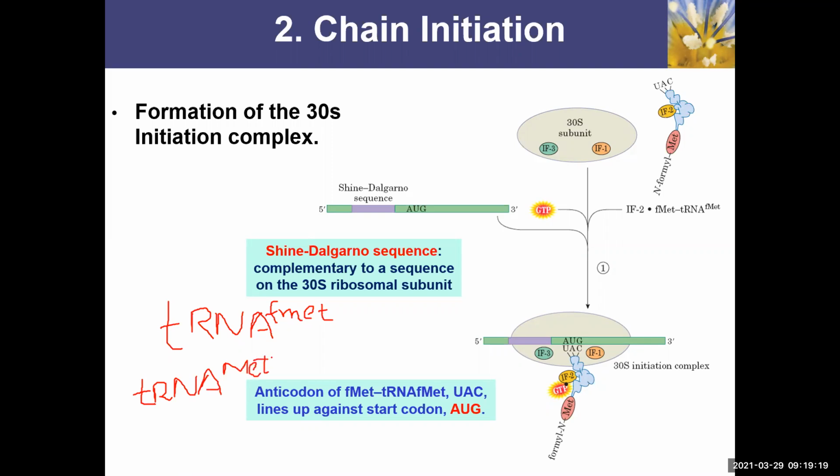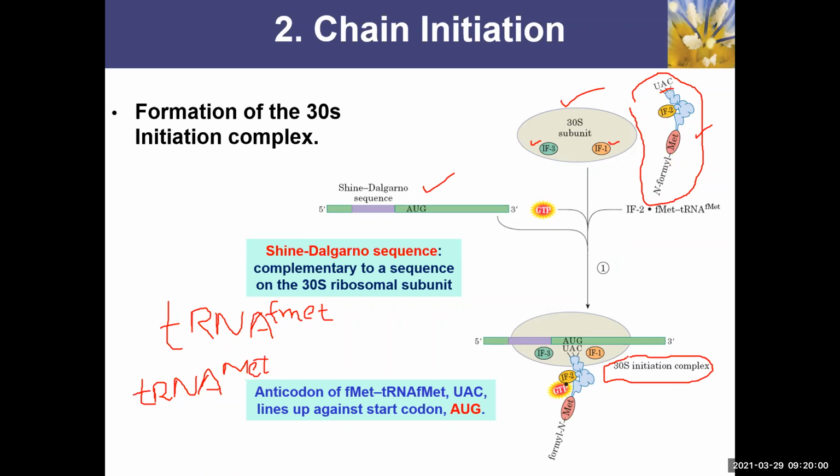That special, unique tRNA carries the formylated methionine in the prokaryotes, while in the eukaryotes, just the methionine. So now we have the mRNA, the initiation factors, the 30S subunit, and the tRNA. Look at this. This is that unique tRNA which has the anticodon arm here and the special amino acid, formyl methionine, attached to it. All these things will form the 30S initiation complex.